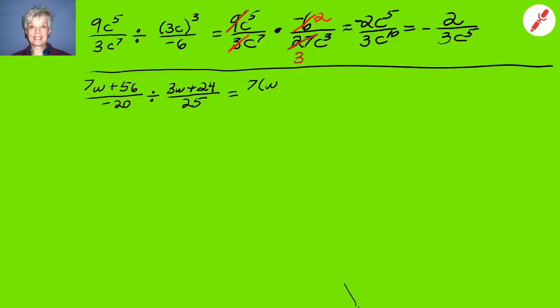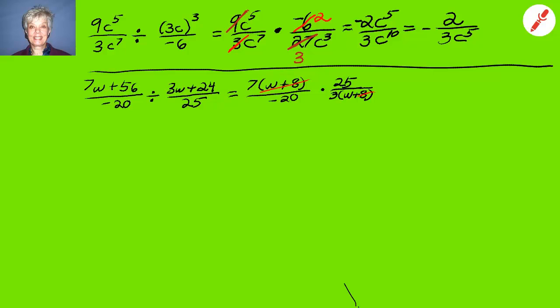Now we're going to factor the first numerator. We're going to factor out a GCF, greatest common factor, and that's 7. That will leave us with 7 parentheses w plus 8 over -20, and then we're going to multiply by the reciprocal of the second fraction, so we'll have 25 in the numerator and 3 parentheses w plus 8 in the denominator. That's because 3 was the common factor.